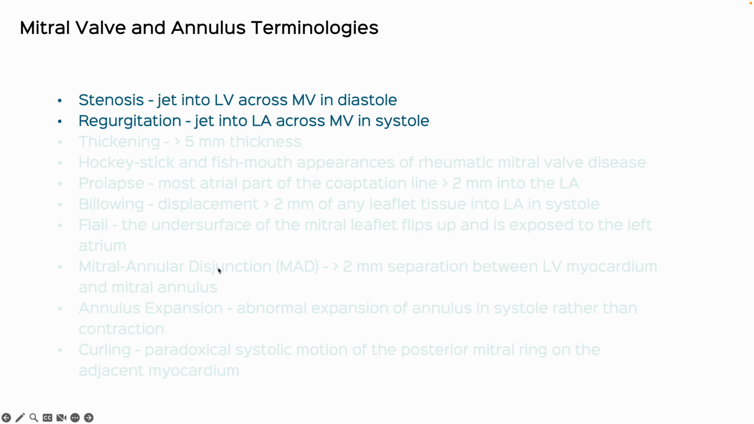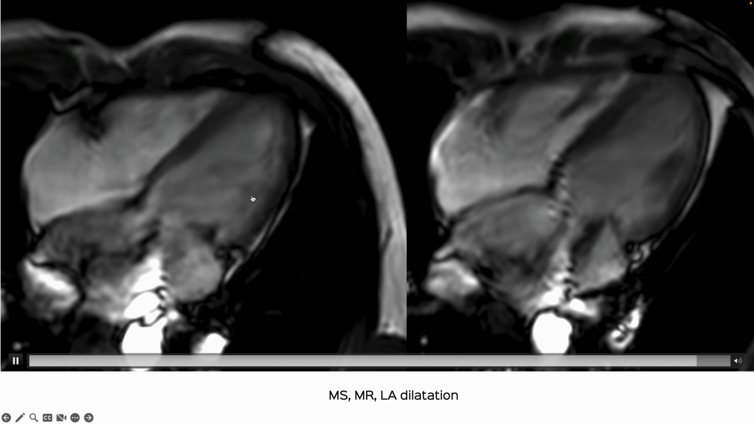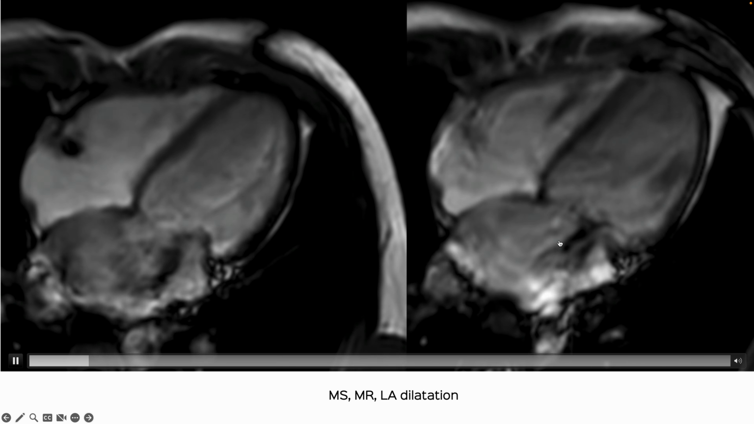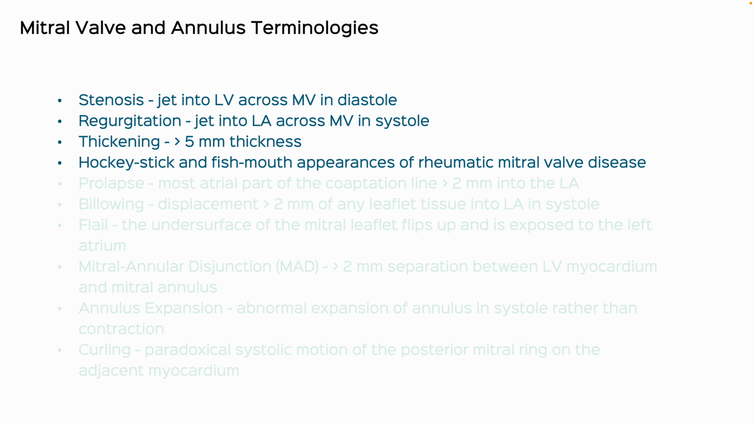So, stenosis and regurgitation are easy. This is a patient with rheumatic heart disease, and you can clearly see the mitral stenosis and the mitral regurgitation very well here. Thickening, and while it's not specifically mentioned where you have to measure, I guess anywhere would be fine. And any thickness greater than 5 millimeters is considered significant.